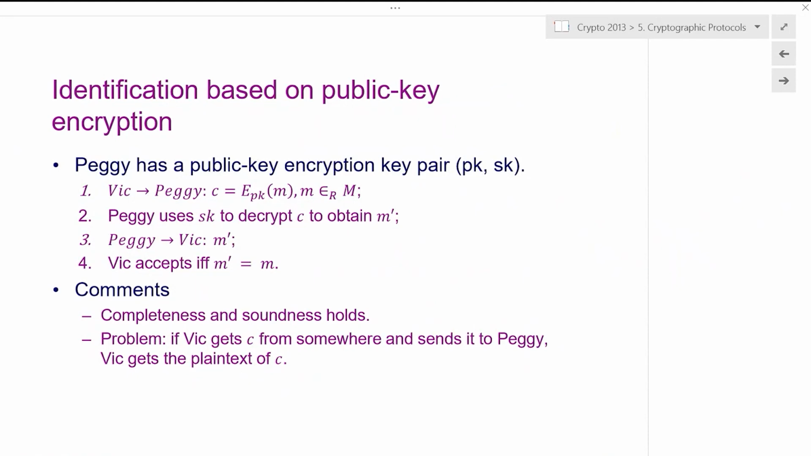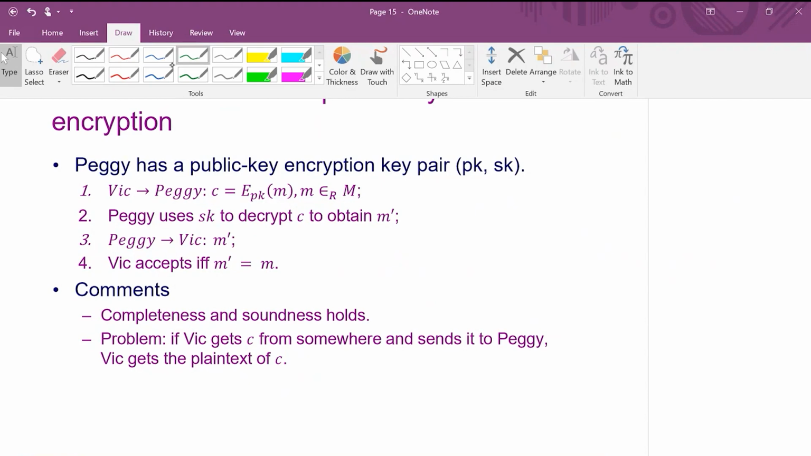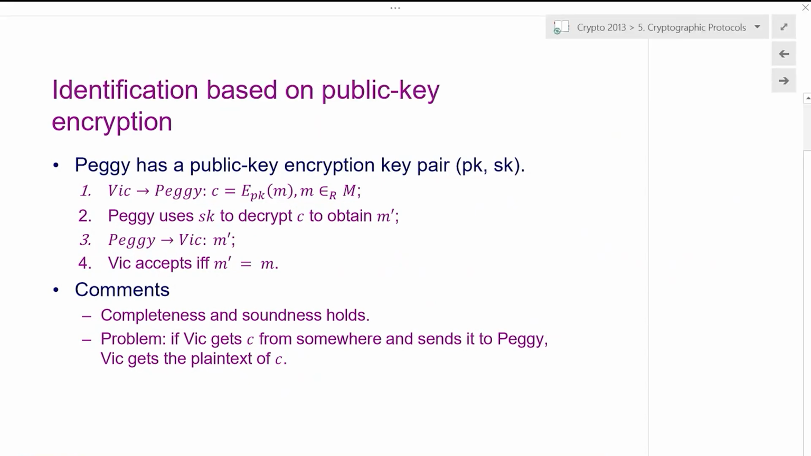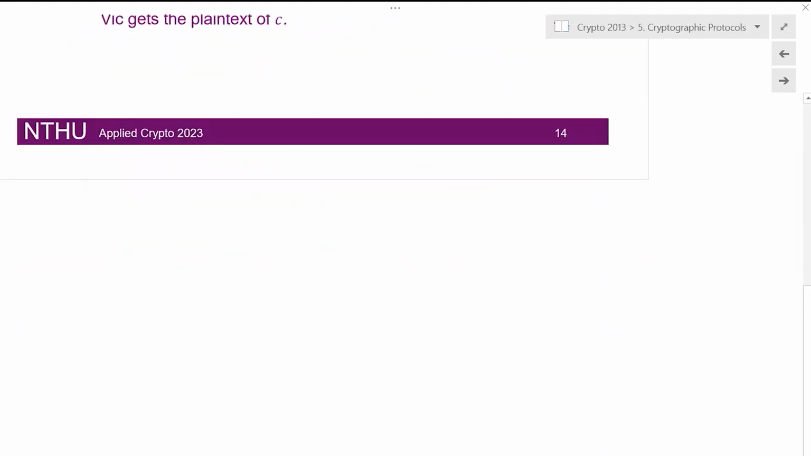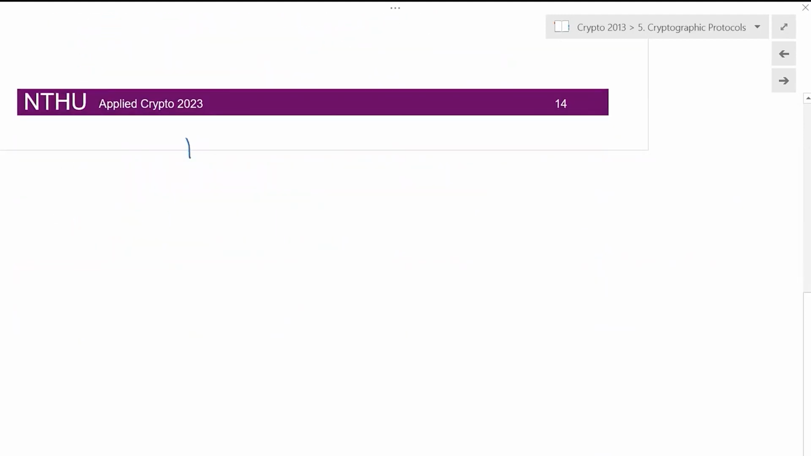Right. So another way to discuss this is a solution as follows. What this scheme is saying is that let's use public key infrastructure to make this happen. So let me draw over here. The prover has a public key and secret key pair. And here is the verifier.